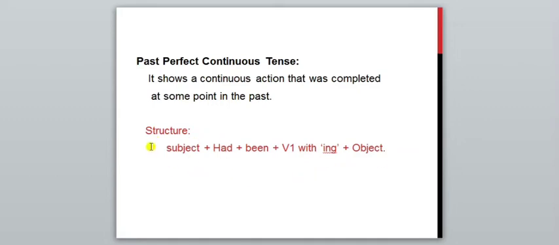Okay, so you have to remember this structure. And what's the difference between the present perfect continuous and the past perfect continuous? That is only of the auxiliary verb. In present perfect continuous, have and has, right? And in past perfect continuous, only had is there. So subject had been, V1 with ing plus object. Okay, and see, some sentences are also written here.